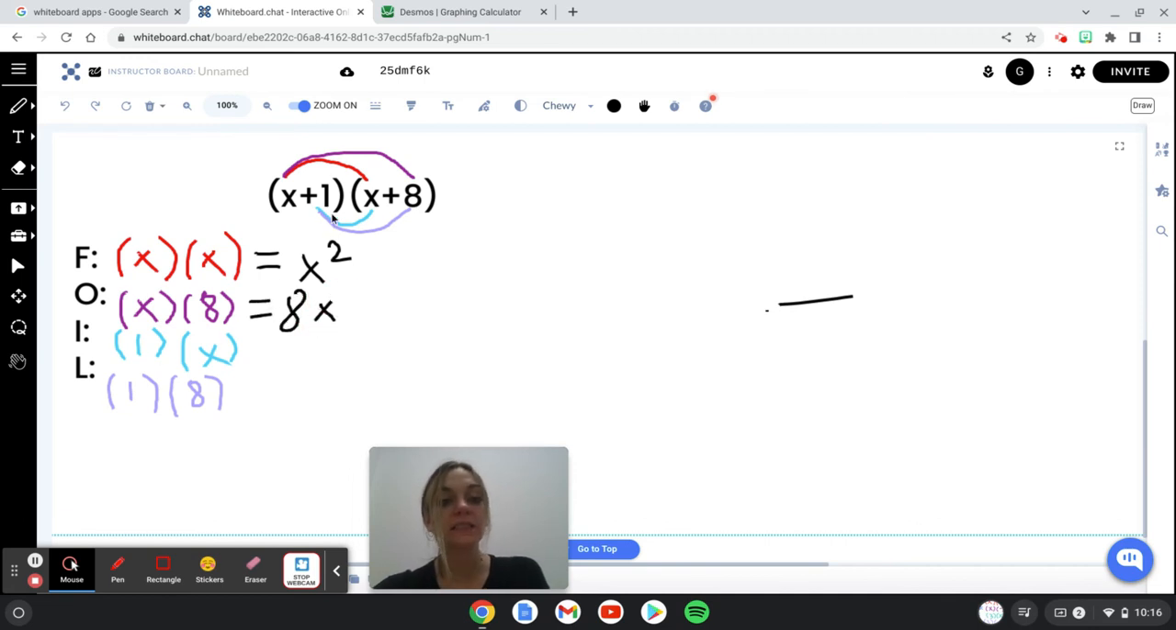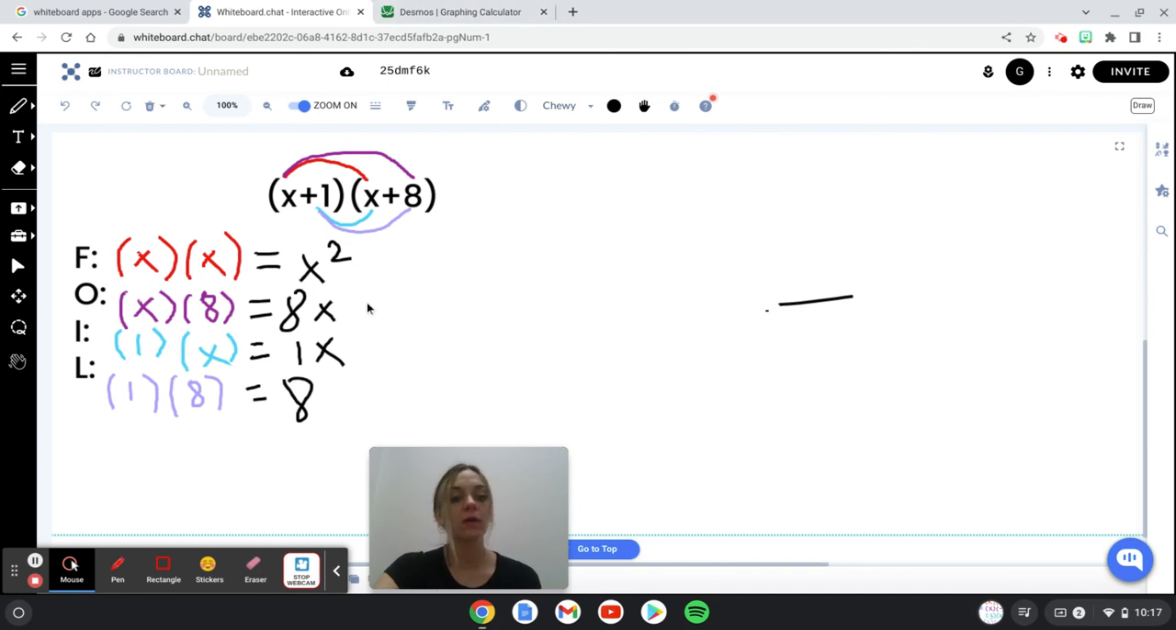Next, we have the inside, so the parts that are touching the inside of both binomials. It's 1 times x, which is just 1x, or you can write x if you want. And then last is the last terms in each binomial. So 1 is the last term in my first binomial, 8 is the last term in my second binomial. We know that 1 times 8 is just 8.